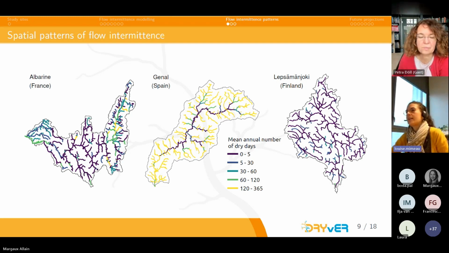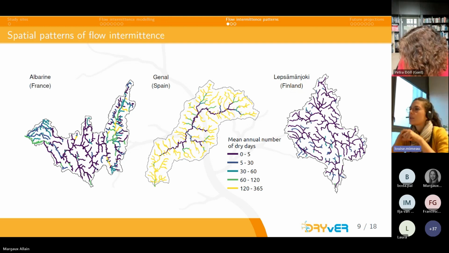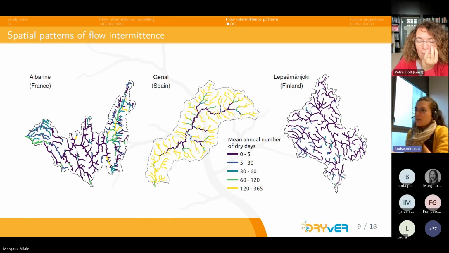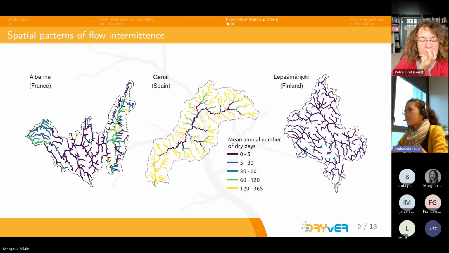And for the Renal catchment in Spain, the drying mostly occurs in the smaller tributaries, and the drying occurs after periods with no precipitation. And you can see that there is also a lot of drying in the downstream part of the catchment, and even in the main Renal River. And this drying is due to water abstraction for irrigation.